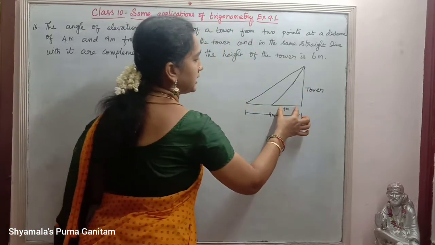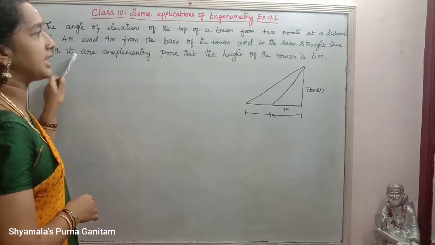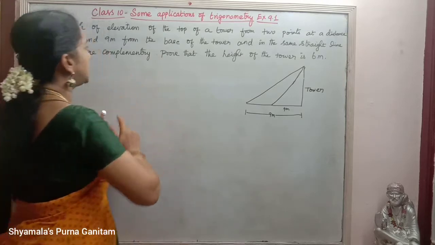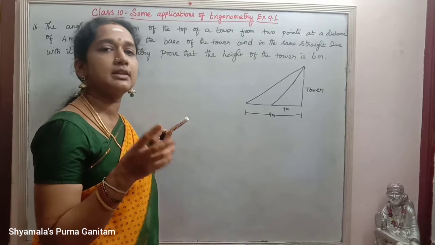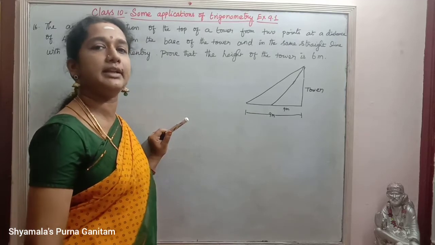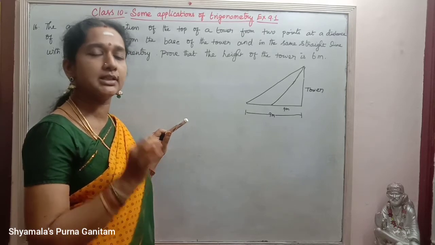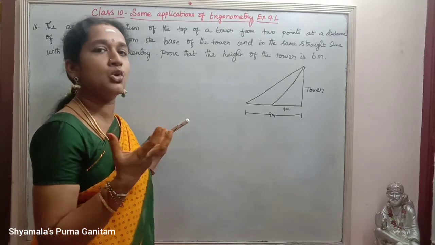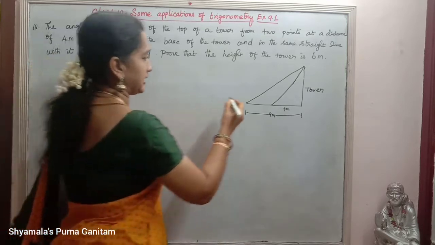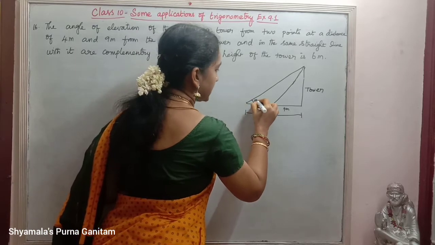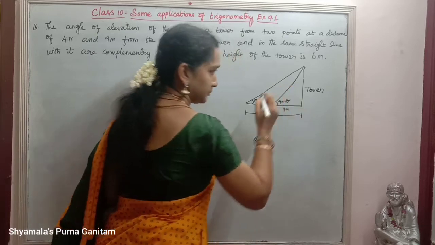This is 4 meter and the full distance is 9 meter from the base of the tower, and in the same straight line with it, are complementary. So we know that if the sum of any two angles is 90 degrees, then we say they are complementary angles. So one is theta, we don't know what angle that is, and the other one is 90 minus theta.